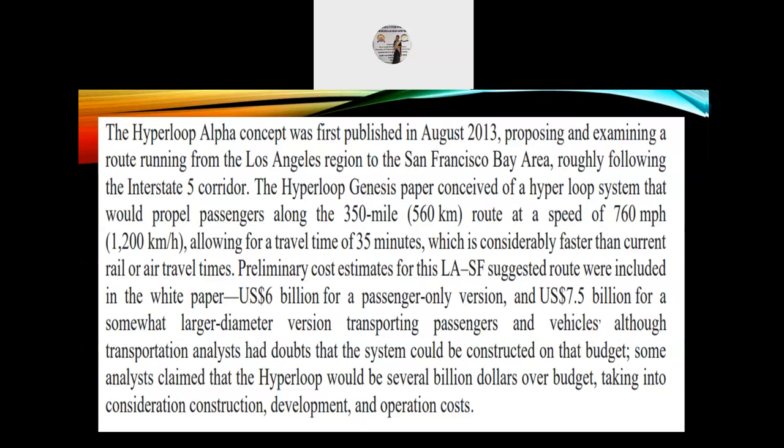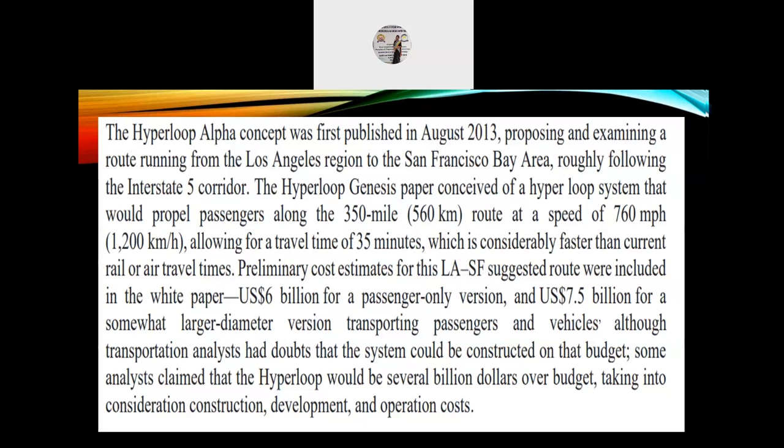The Hyperloop Alpha paper conceived of a Hyperloop system that would propel passengers along the 350-mile route at a speed of 760 mph, which is 1200 km per hour, allowing for a travel time of 35 minutes, which is considerably faster than current rail or air travel times.